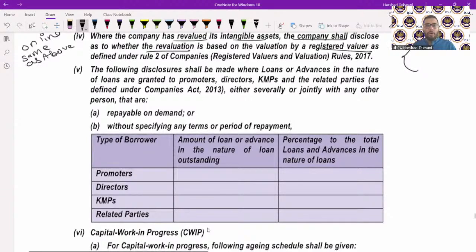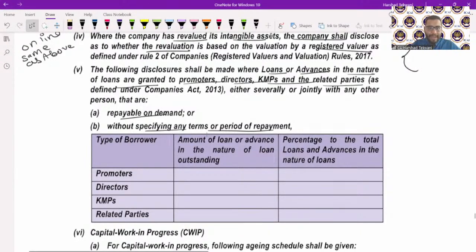Disclosure shall be made for loans and advances. A separate disclosure for loans and advances in the nature of loans granted to promoters, directors, KMPs and related parties, which are repayable on demand or without specifying any terms of repayment. Same as we discussed in Division 1. Remember? Same we discussed in Division 1 also.